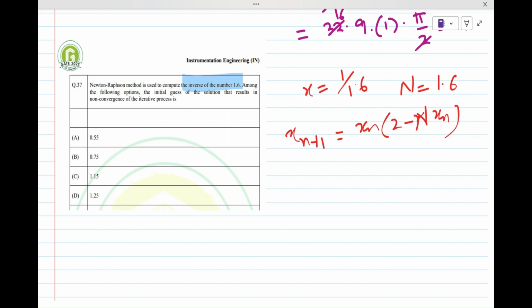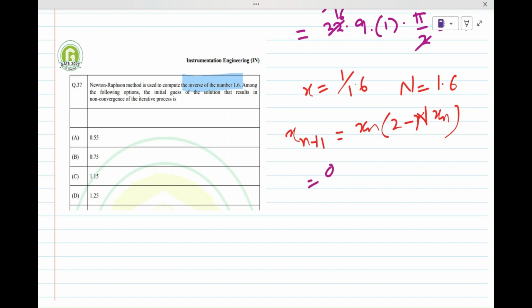Right? Now what do we have to find? Among the following options, the initial guess of the solution that results in non-convergence of the iterative process. Non-convergence means it diverges. If your value becomes 0, then we are not able to find the next value. Right? So you are going to find out which one is the possible value. So just substitute the values one by one.